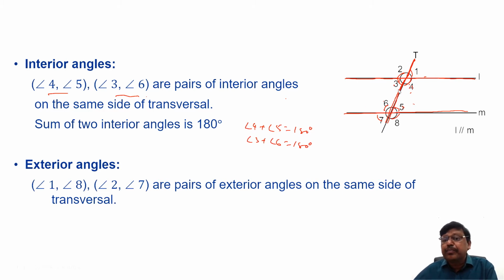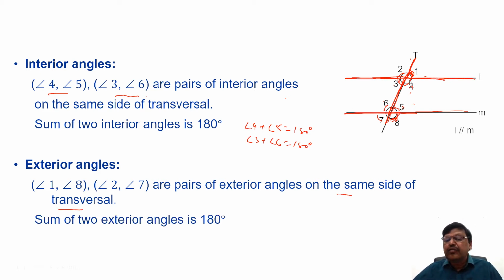Next, exterior angles. Exterior angles means if you see 1 and 8, 2 and 7, these are pairs of exterior angles on the same side of the transversal. See, if these are the two parallel lines, these are exterior, they're outside the parallel lines. Why I'm stressing this point, in the next slide I will explain that. So 1 and 8, 2 and 7 are on the same side of the transversal, and the sum of two exterior angles is also 180. That means angle 1 plus angle 8 equals 180. Angle 2 plus angle 7 equals 180.